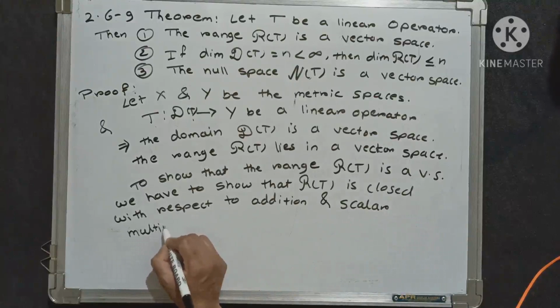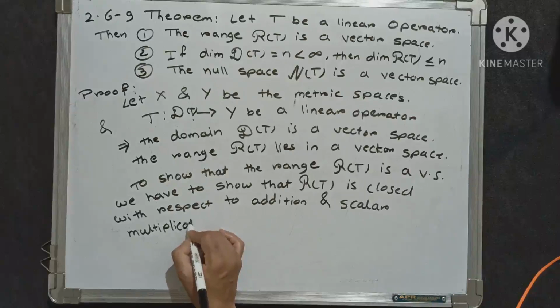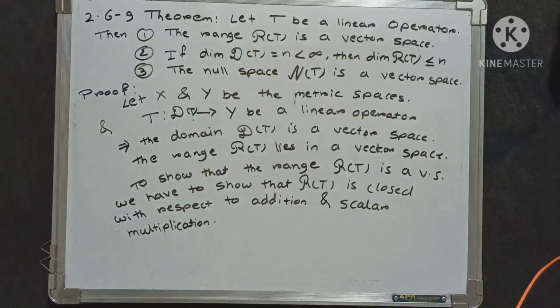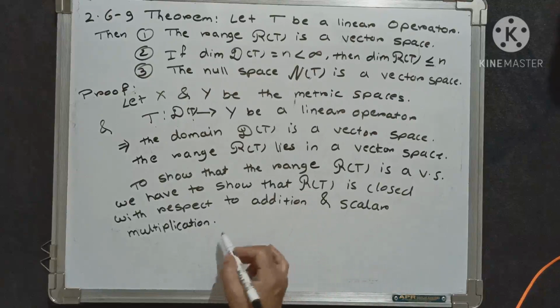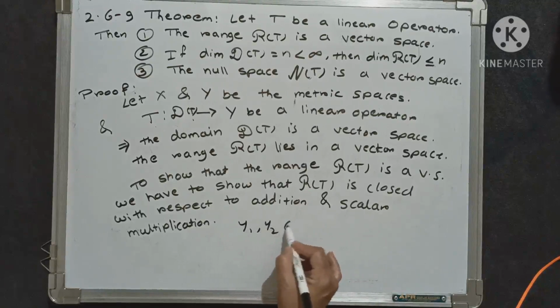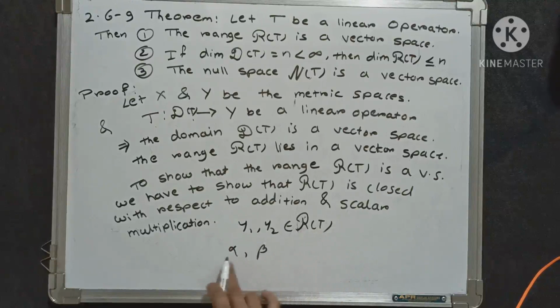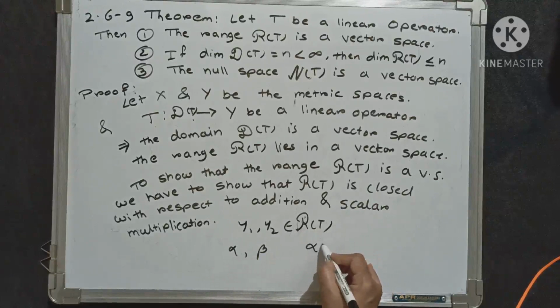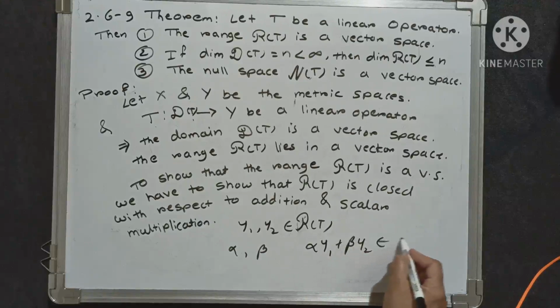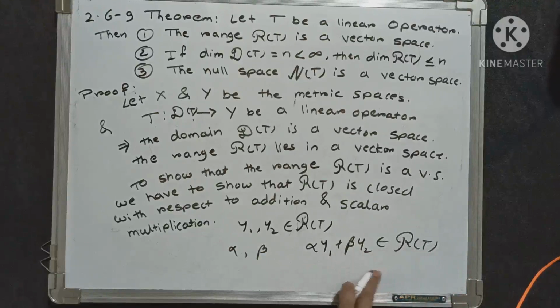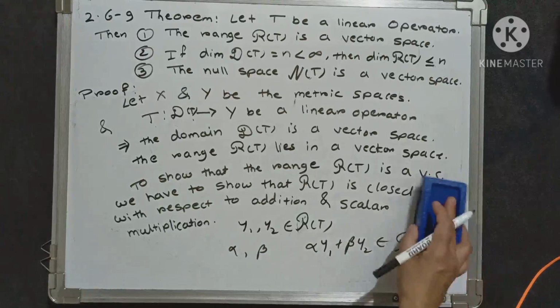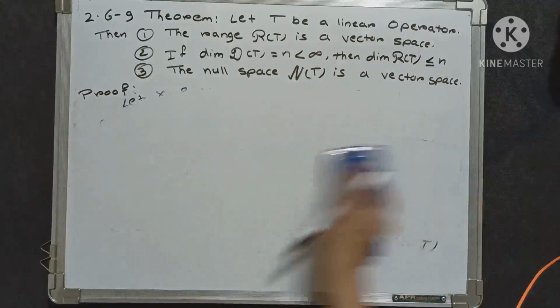To show that it is closed with respect to addition and scalar multiplication, we take any two elements of script R of T. That means we take y1 and y2, these are two elements of script R of T, and we also take alpha, beta as any two scalars, and then we have to show that alpha y1 plus beta y2 is also an element of script R of T. If we prove this, it gives that script R of T is closed with respect to addition and scalar multiplication.